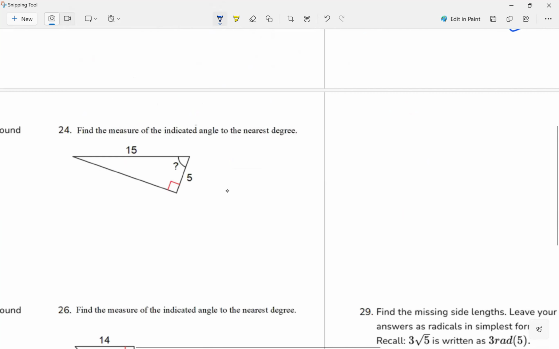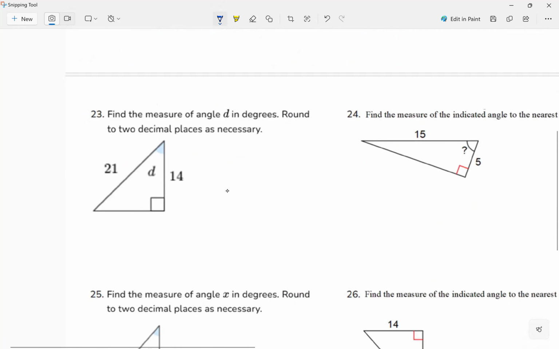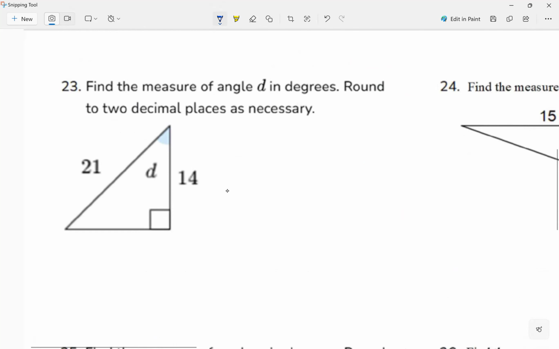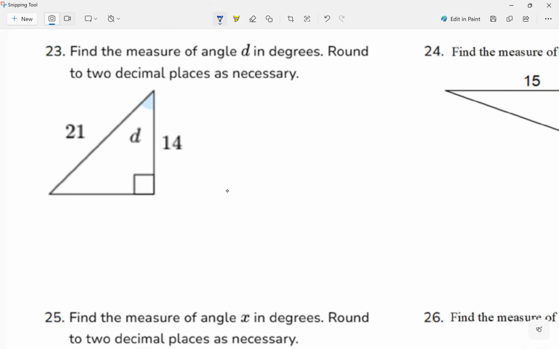Okay, let's take a look at number 23. Find the measure of angle D in degrees, round to 2 decimal places. From the 90 degrees, the farthest away, that's the hypotenuse. From my corner D, farthest away, that's the opposite. That means this is my adjacent. I have no information about the opposite, so I'm using adjacent and hypotenuse, because adjacent is 14, hypotenuse is 21.